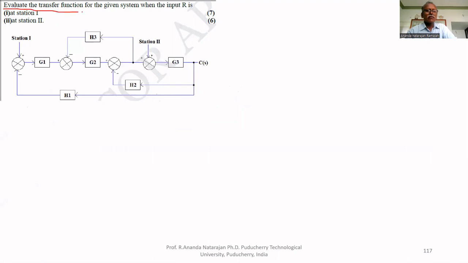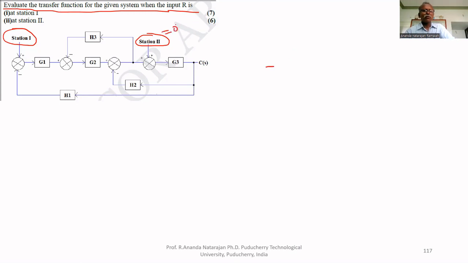Evaluate the transfer function for the given system when the input R is station 1. Sometimes this is the input, and at other times that is the input. For that, we have to obtain two transfer functions, one for station 1 and another one for station 2. When you assume station 1, station 2 equal to 0, we have to assume.